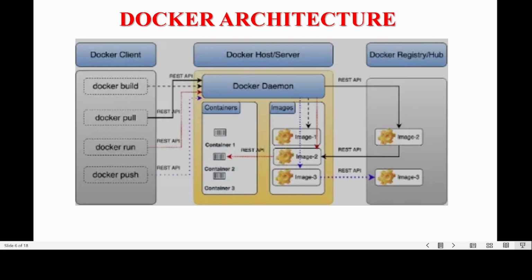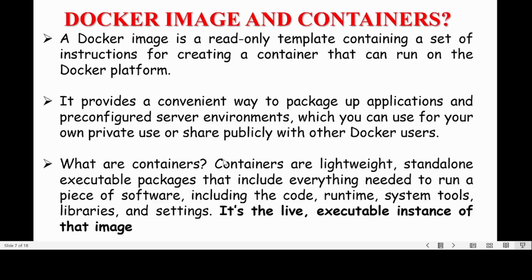You give an instruction to pull the image. For example, you can see this is docker pull. You are giving the Docker daemon an instruction to pull the image from the repository. That image is pulled, and then you can run that image, and a running instance of the image becomes a container. We're going to see that really.